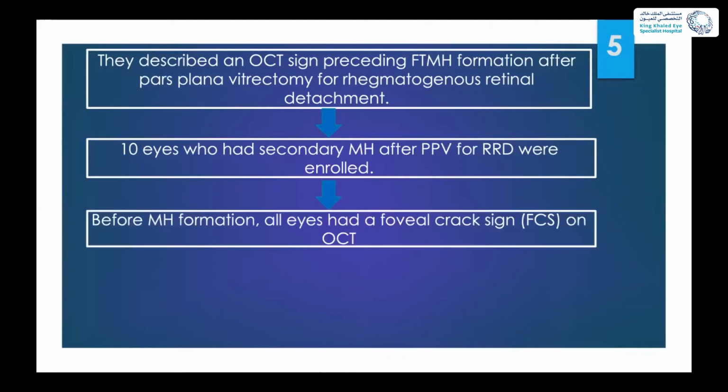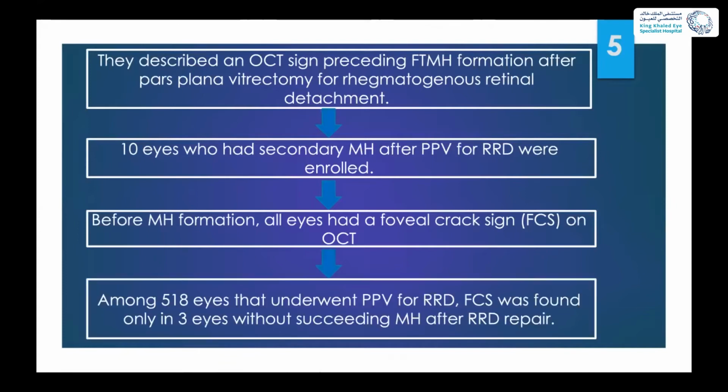And in these 10 eyes, before macular hole formation, all eyes had a foveal crack sign on OCT. And also, among 518 eyes that underwent BBV for RRD but didn't have a full thickness macular hole after RRD, the foveal crack sign was found in only 3 eyes.